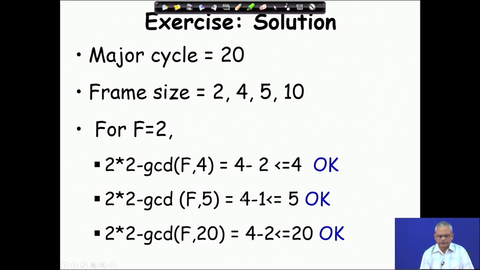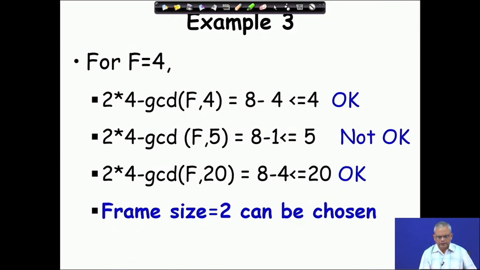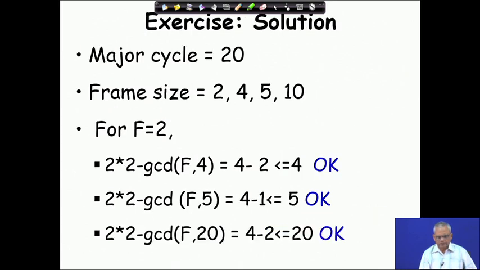So, this is what I have written down here. The major cycle is 20 that everybody would have got, and the frame sizes are 2, 4, 5, 10, because 1 is ruled out, as it would not hold the task executions. Now, let us try the frame size 2 for the third constraint. 2f minus GCD(f, p1), the period of task 1 is 4, and therefore, 4 minus 2, which is 2, is less than or equal to d1, the deadline for task 1, which is 4, which holds.